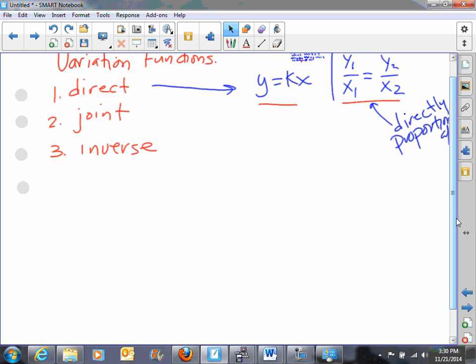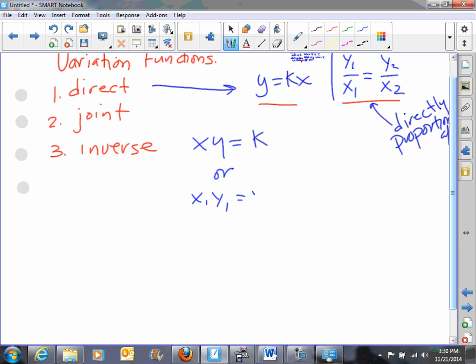And the equation for inverse variation is xy equals k. Or we could say x1 y1 equals x2 y2. Now, either of these will work. Now, let's try this.